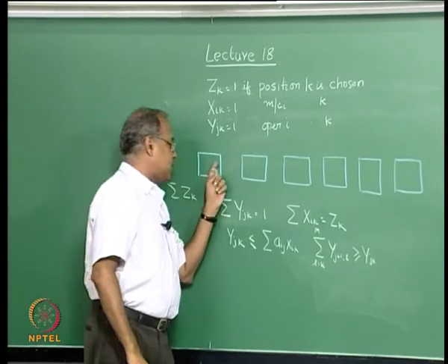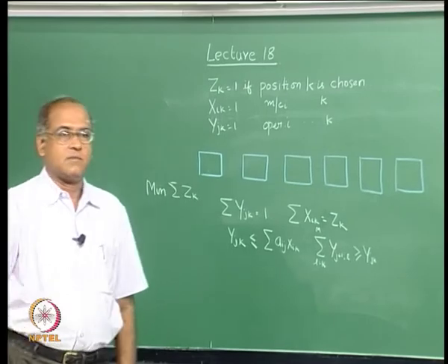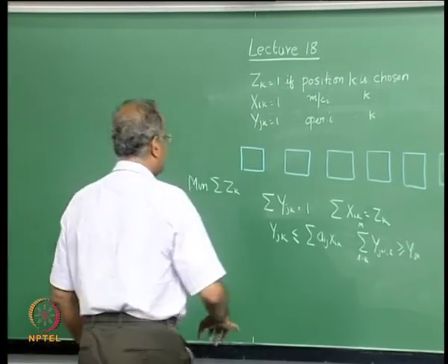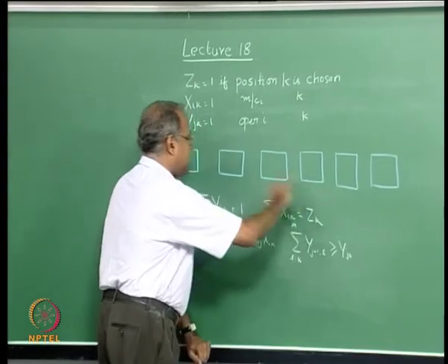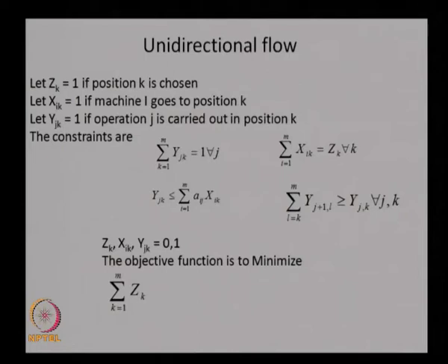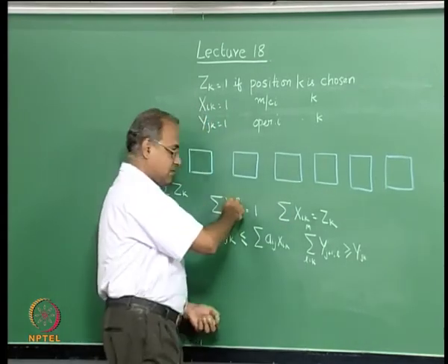If this position is not chosen, then no machine will come and sit here. So, this will take care of the fact that if the position is chosen, then the machine will come and sit here. Sigma x_ik, i equal to 1 to m for every k, for every chosen position, one machine will come and sit here. So, this is taken care, this is also taken care.